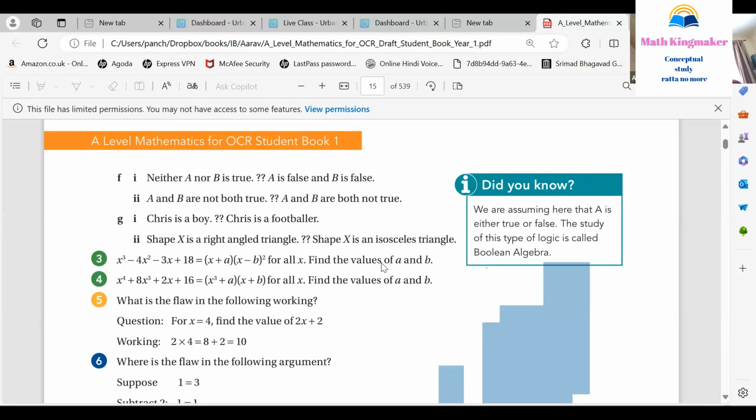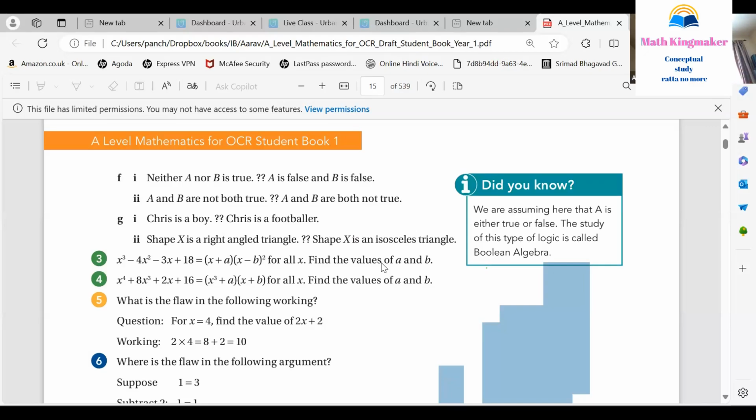Okay, shape X is a right angle triangle. Shape X is an isosceles triangle. Well, if it's any right angle triangle, it will not be isosceles. Or actually, it could be isosceles. So if shape X is isosceles, it doesn't mean it's right angled. Not necessarily. Yes. But if shape X is right angled, it doesn't necessarily mean isosceles, so none of them.